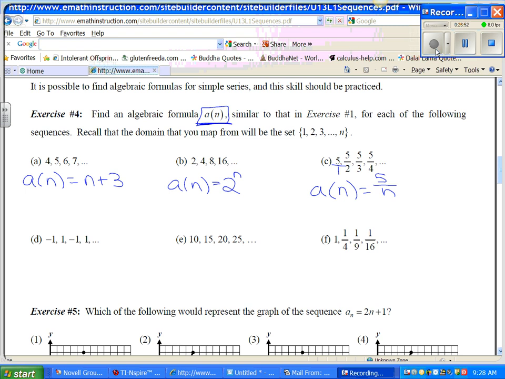Do we have a minute? I have a minute. Don't put your stuff away yet. Let's look at exercise 5 real quick.